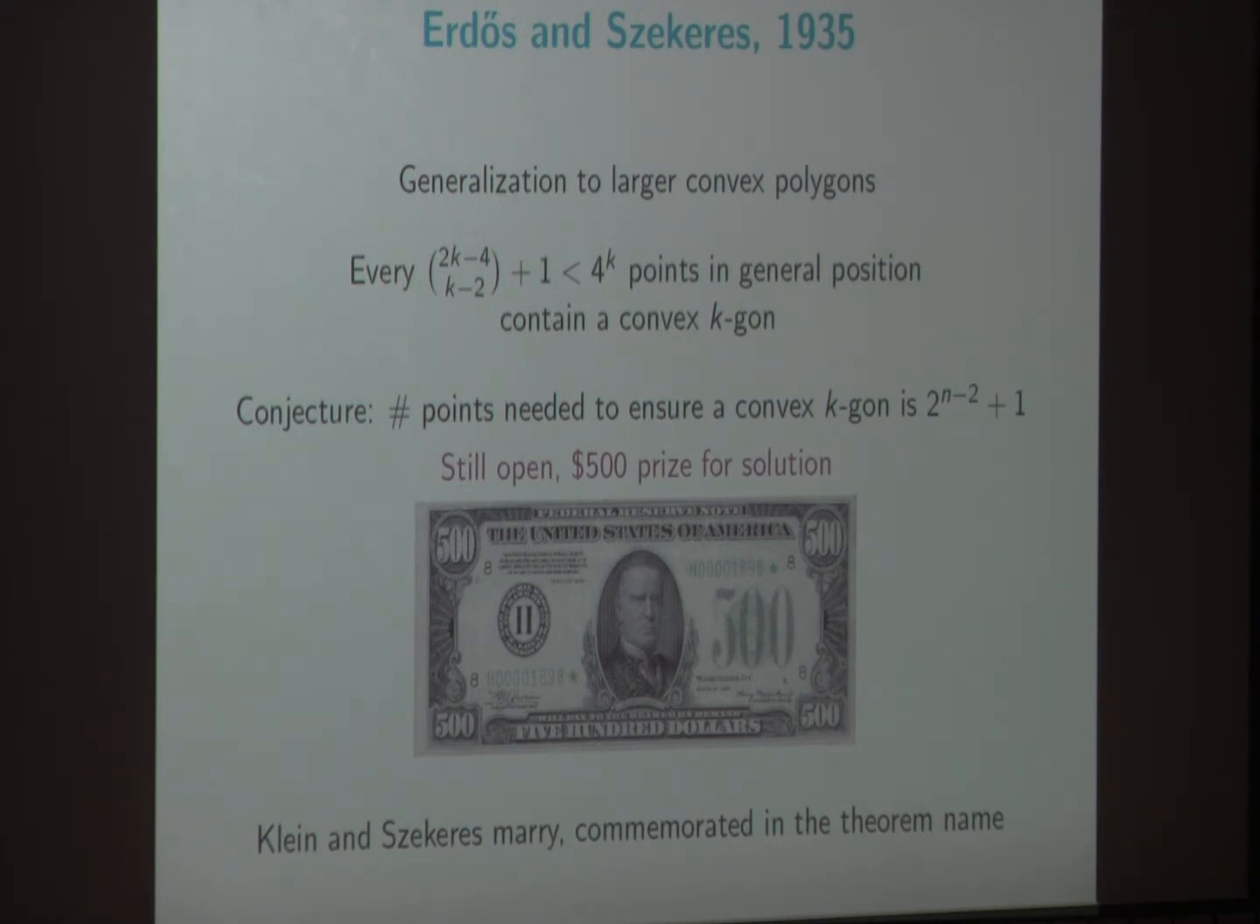And I'm not sure on what evidence, what was known at the time seems fairly slim for this formula to be the one that they guessed, but they conjectured that actually it's not 4 to the k, it's more like the square root of that. So 2 to the k minus 2 plus 1 points are needed to ensure a convex k-gon. And they conjectured that. The problem is still open. I think the prize would go either to proving or disproving this exact formula. And we don't know. But after, Klein and Erdős and Szekeres married, and that's why that happy ending of theirs is why this is called the happy ending theorem.